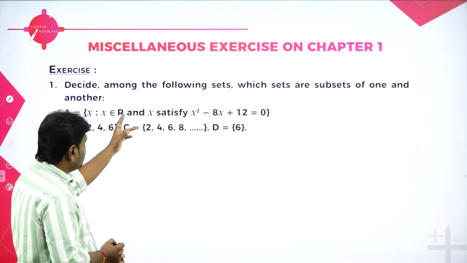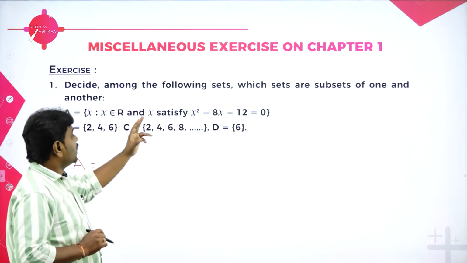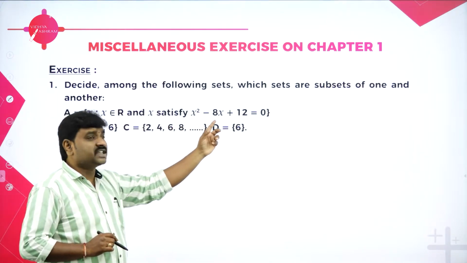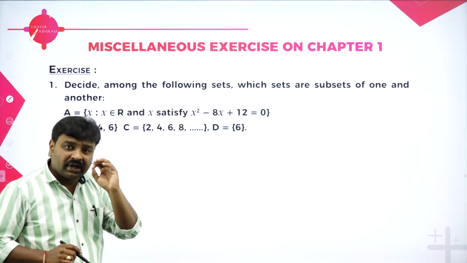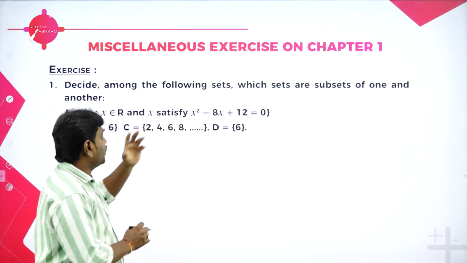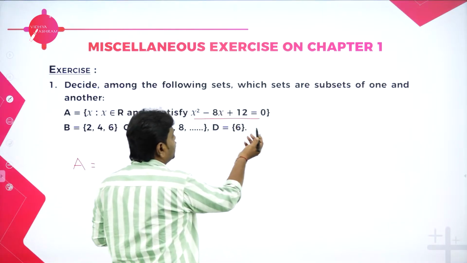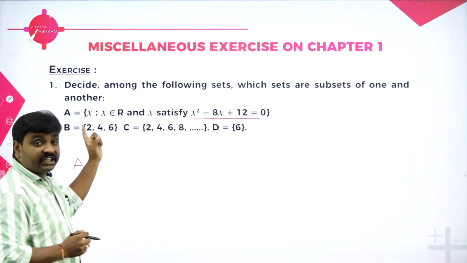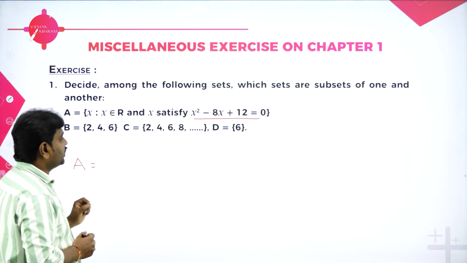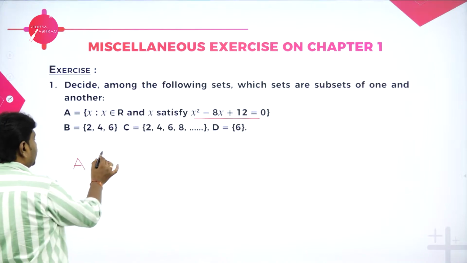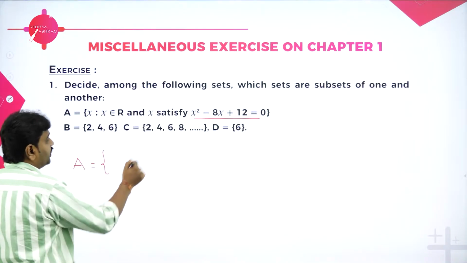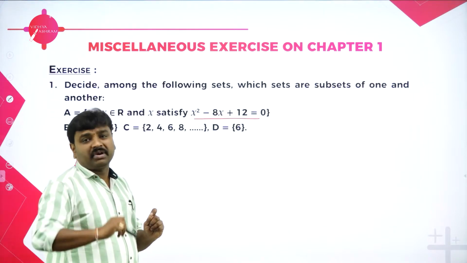X such that X belongs to real number, and X satisfies X square minus 8X plus 12 equal to 0. Understand, my dear students, they gave an equation. When they gave an equation, solve the equation and get the elements. So now the set is in set builder form. First, to write the elements of A, I'll convert it into what is called roster form or tabular form.